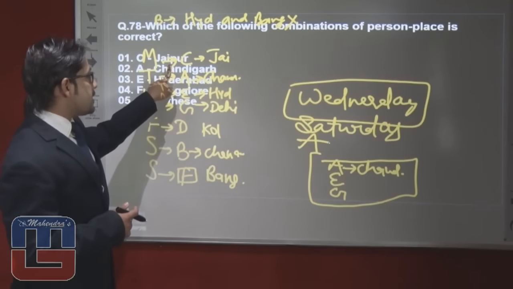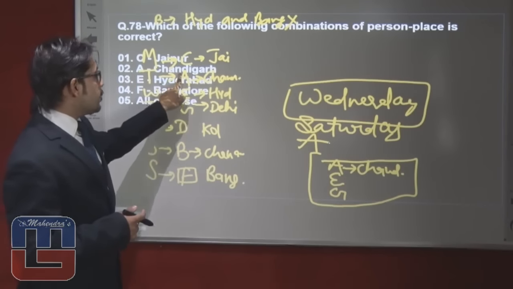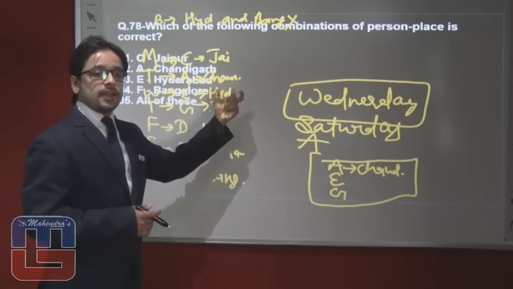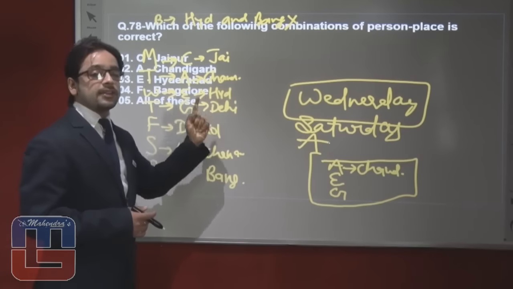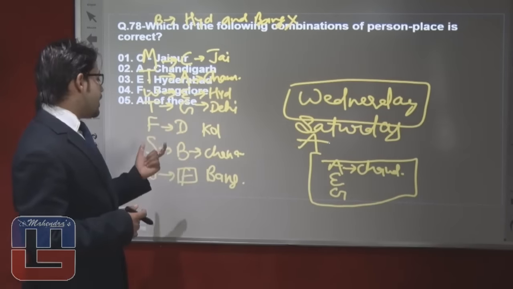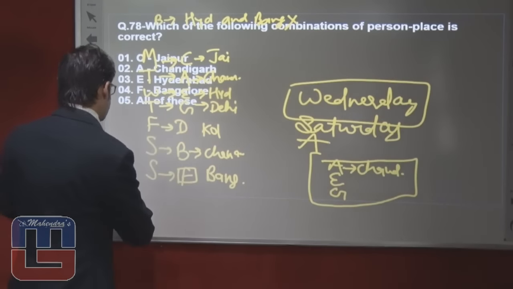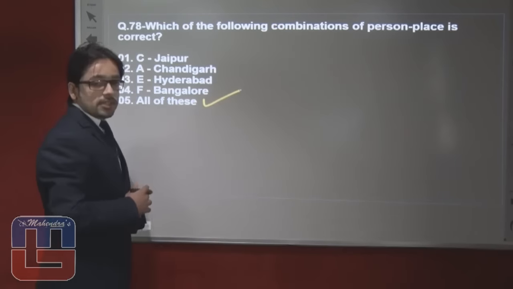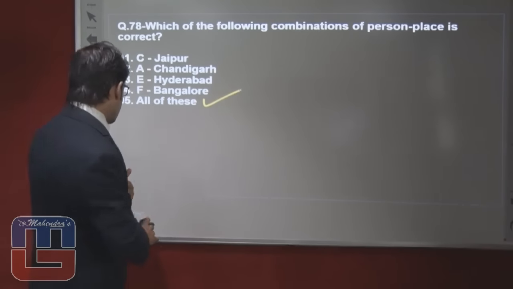First, C Jaipur. Yes, C went to Jaipur. Second is A Chandigarh. You can say that yes, A went to Chandigarh. Third is E Hyderabad. We can easily conclude yes, E Hyderabad is the right combination. Next, F Bangalore. F went to Bangalore. You can easily find out over here. So we can say that answer of this question will be all of these. Through which we can say that these are the answer of this puzzle question.